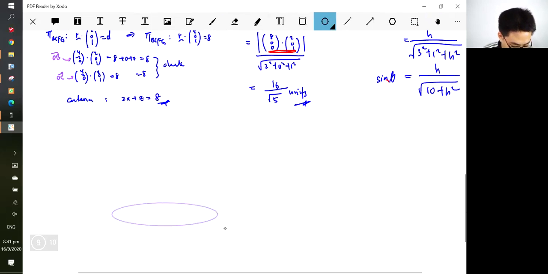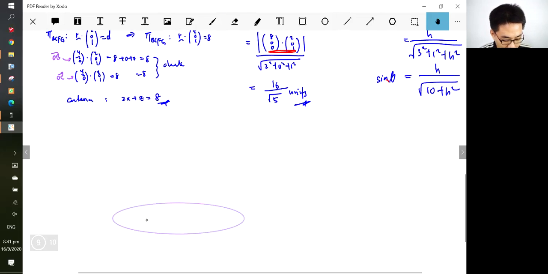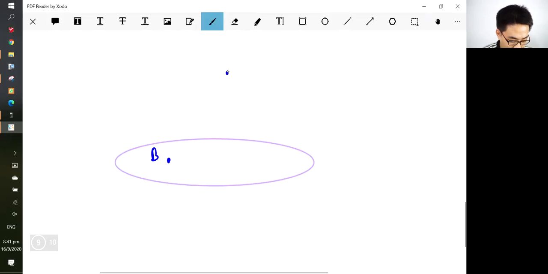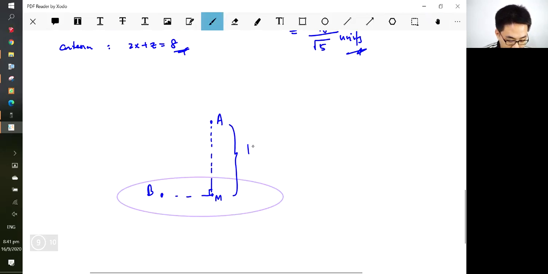Okay, we have a plane here. Let me explain. We have a plane here, and then this part here, we have a B, and we have an A. Now, part 4, we know that this distance here, this M is what we want to find. We know that this distance here is 16 over root 5. Take note of that.